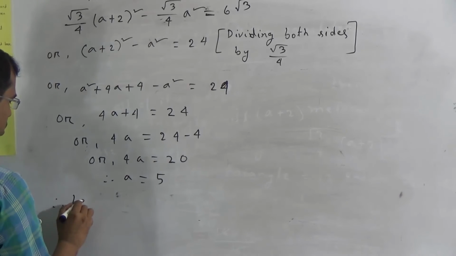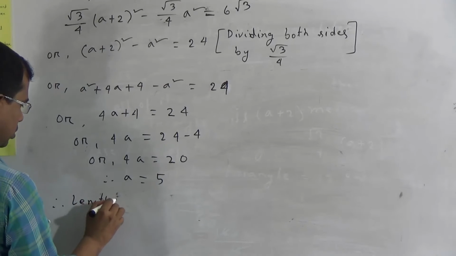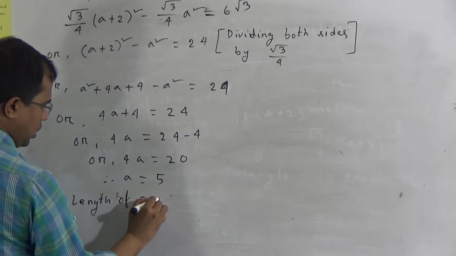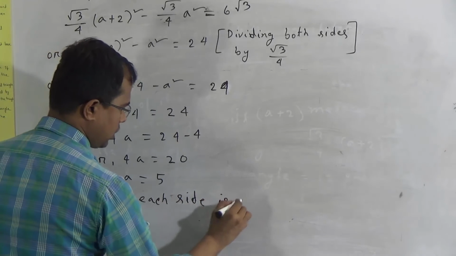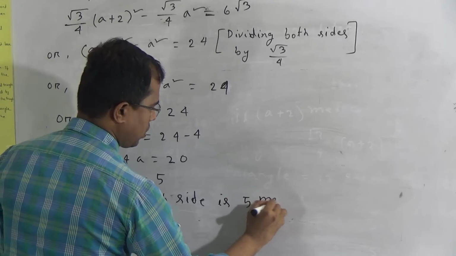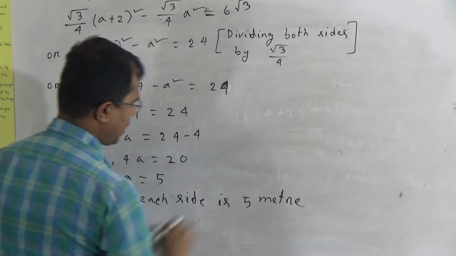Therefore, length of each side is 5 meter and answer is 5 meter.